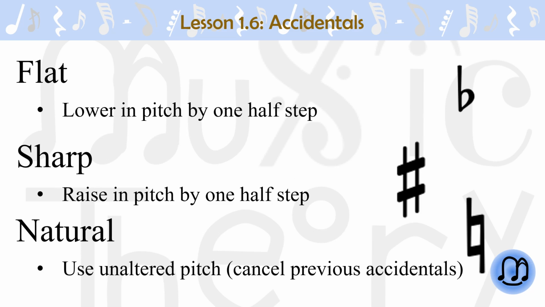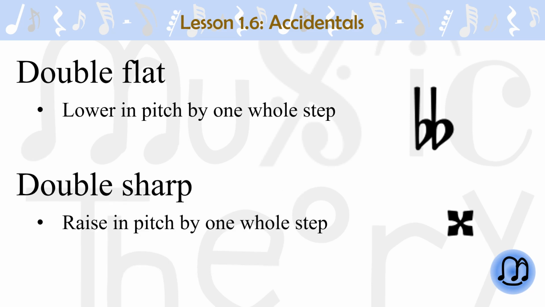Now, let's take a look at some of the accidentals we are going to learn today. A flat means to lower the pitch by 1 half step. A sharp means to raise the pitch by 1 half step. A natural, which is used to cancel previous accidentals, means to use the unaltered pitch. A double flat means to lower the pitch by 1 whole step, and a double sharp means to raise the pitch by 1 whole step.